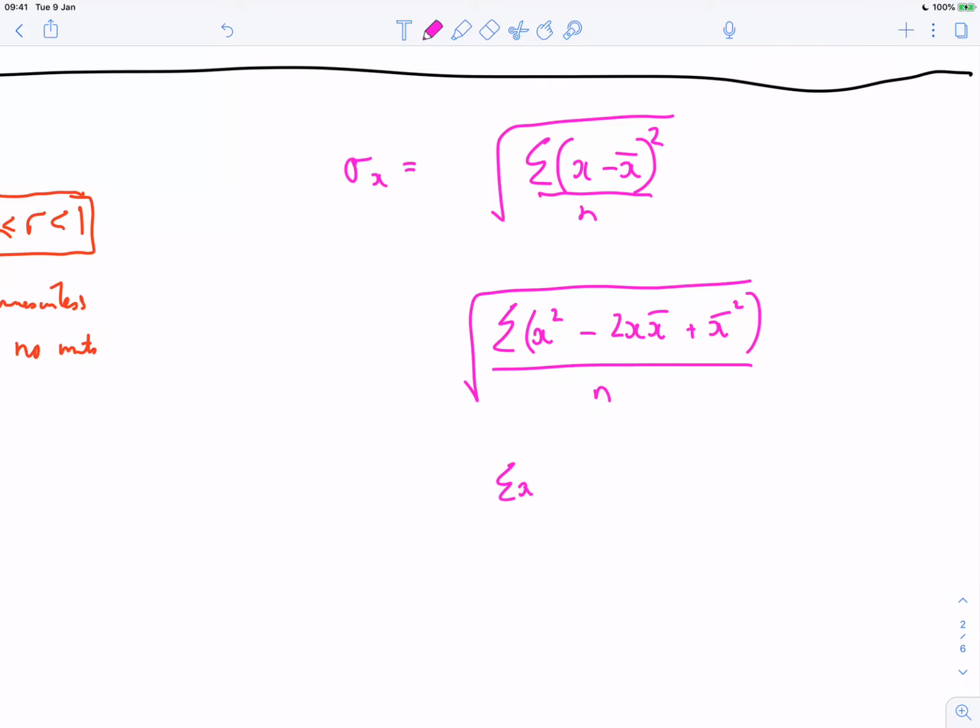So it's going to be the sum of X squared minus two lots of X bar, sum of X, because these are all Xi's, so they need to be summed. The sum of X bar all squared is just going to be X bar squared n times, so that's n X bar squared. And this is all over n still.